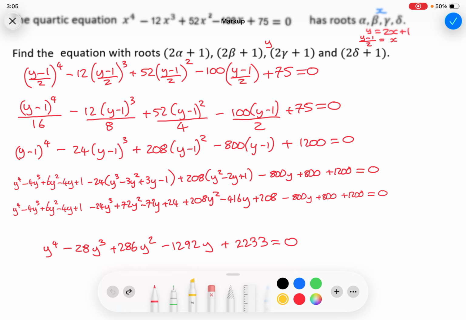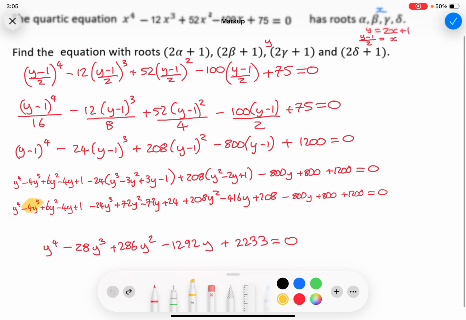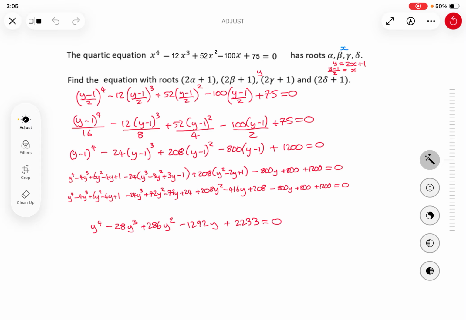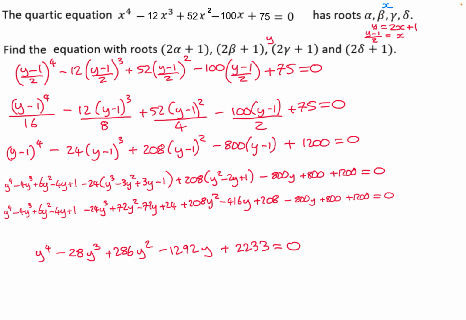And then at the end, we're going to collect up the like terms. We've got the y cubed terms there. We've got the y squared terms there. Then we have got the y terms there. And then we've got the numbers there. And there we go. That is the equation that has got the roots that are all 2 times bigger plus 1 than the original quartic equation.